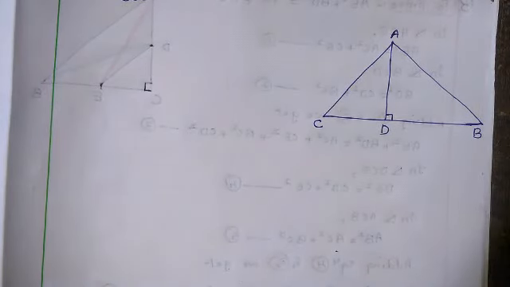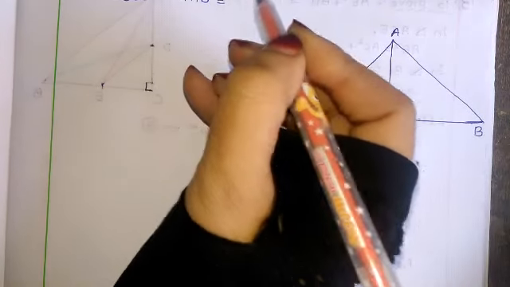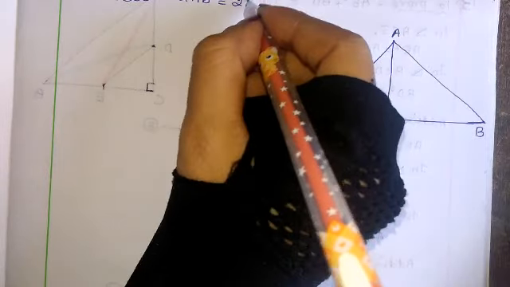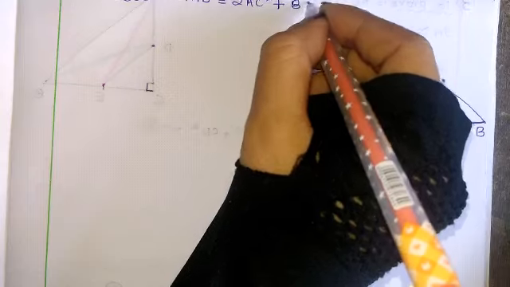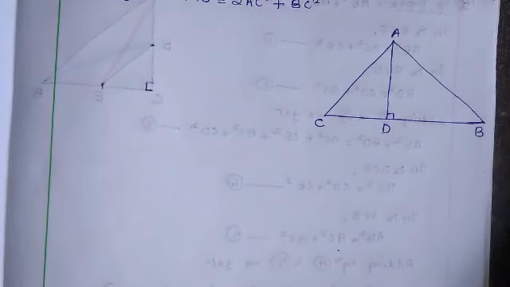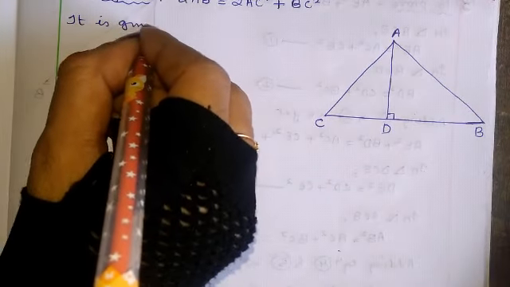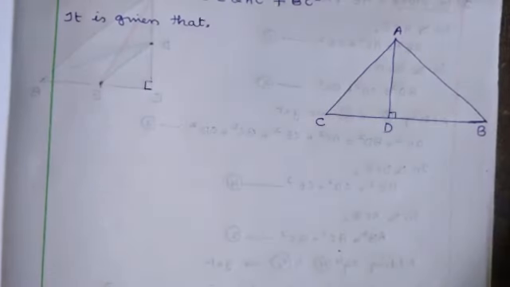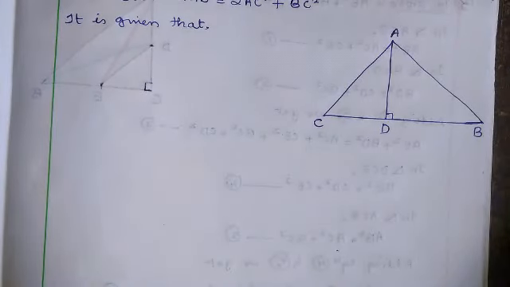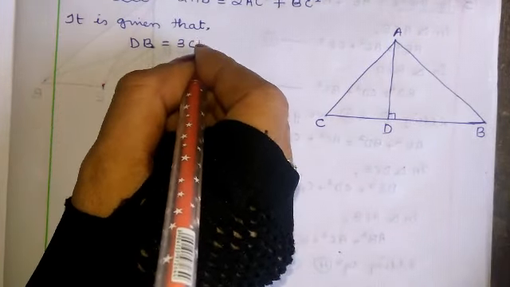So they have told us to prove 2AB square is equal to 2AC square plus BC square. Now I'll write first what is given. It is given that, in the question, DB is equal to 3CD. DB is equal to 3CD.